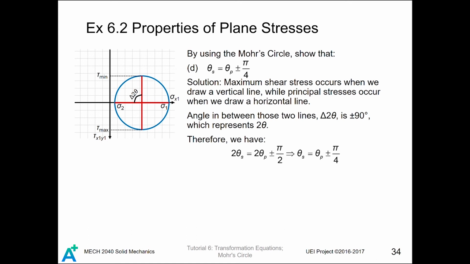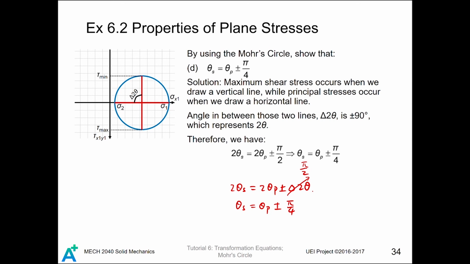draw a horizontal and a vertical line over the Mohr circle. The vertical line represents the occurrence of maximum shear stress, while the horizontal line represents the occurrence of principal stresses. The angle between those two lines is given by delta 2 theta. That is, 2 theta s equals 2 theta p plus minus delta 2 theta, while delta 2 theta equals pi over 2. That means theta s equals theta p plus minus pi over 4.